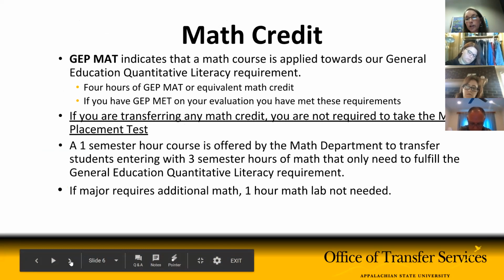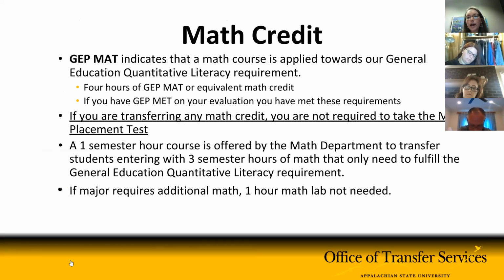Math credit, we get a lot of questions about the math credit. Appalachian's general education requires that you take 4 hours of quantitative literacy. Some courses do not transfer for that total 4 hours, so students may be required to take a 1-hour math class that we offer just for that reason, or they may be taking another class in their major that will fulfill that coursework. But if you are coming to us with any sort of math credit, then you will see GEP-MAT on your credit evaluation. Whenever you work with your advisor, you can also work with them to see exactly how you need to fill that 1-hour credit if you need to.